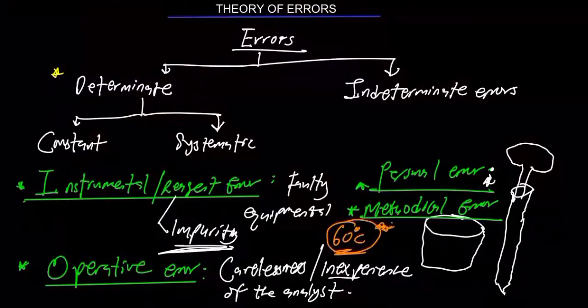And that is methodical error. Now, what are the characteristics of determinate error? You can know that with determinate error, I've said that before, it can be measured. It is measurable. Are you there? It is measurable. And take note that what?